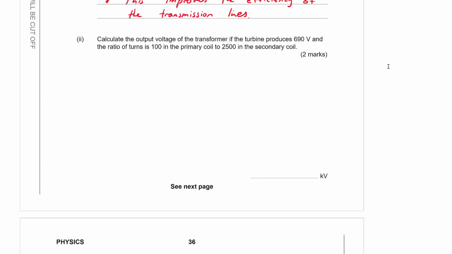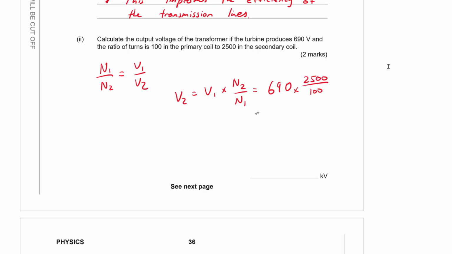And part 2 is just asking to work out the output voltage of the transformer. So you're just going to use your transformer equation. You start with N1 on N2 is equal to V1 on V2. So solving for V2, you end up with V1 multiplied by N2 on N1. So that's 690 times 2500 divided by 100. On my calculator, I got 17250 volts. In kilovolts here, you want to put 17.2.